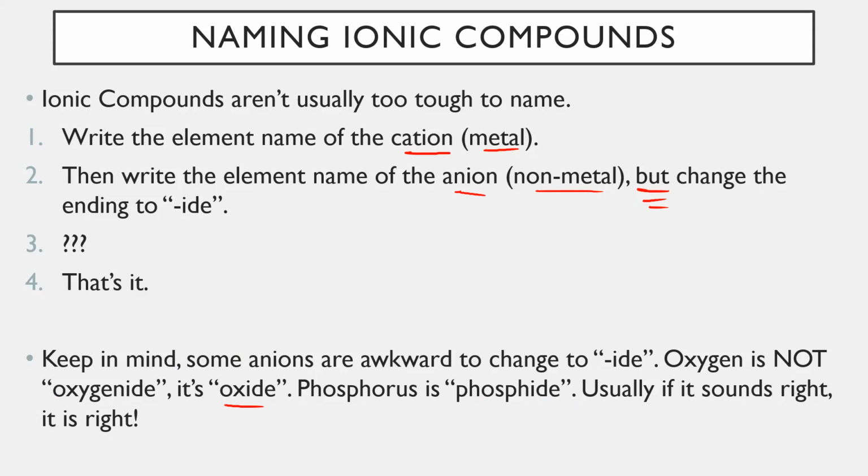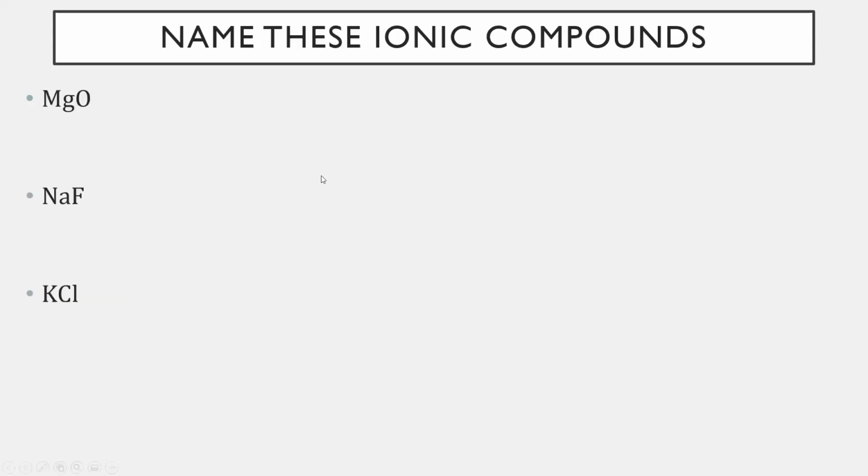Like sulfur, for instance, is not sulfuride, it's sulfide, right? Carbon isn't carbonide, it's carbide. Anyway, moving on. Let's name these ionic compounds. We're going to do these 3 together. We're not going to pause here.